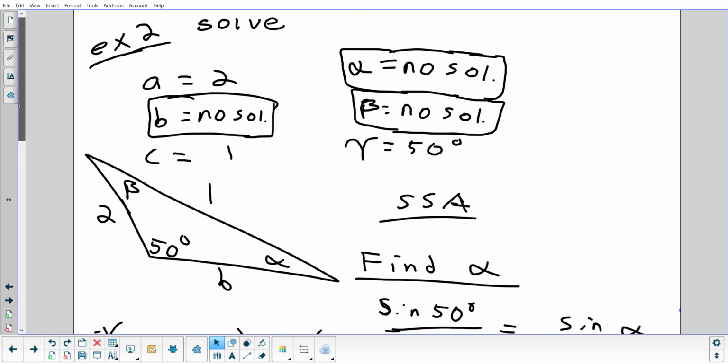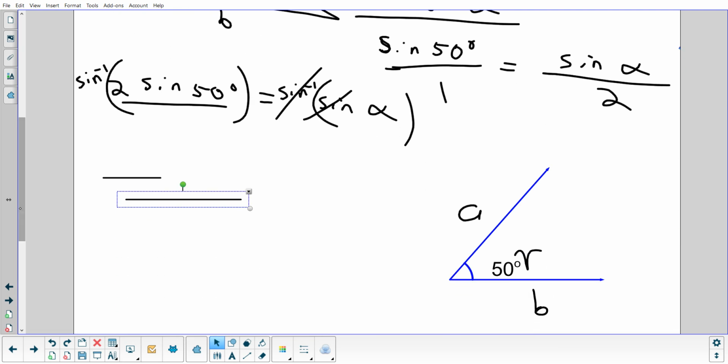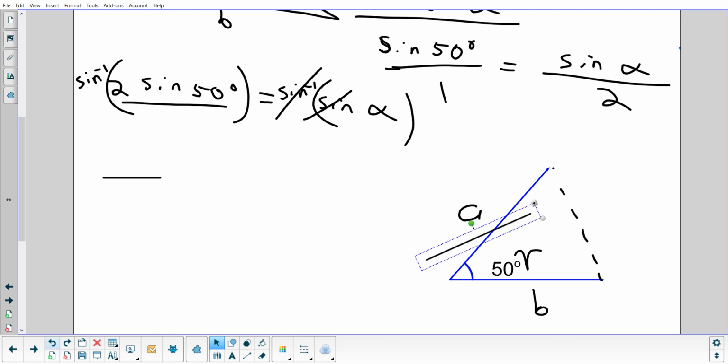Now the side that is 2 units long, we're calling that side A. So here's a picture of a triangle. I didn't put the third side in. But here A is the one that's at the 50-degree angle. So this has to be at a 50-degree angle. And that is exactly 50.